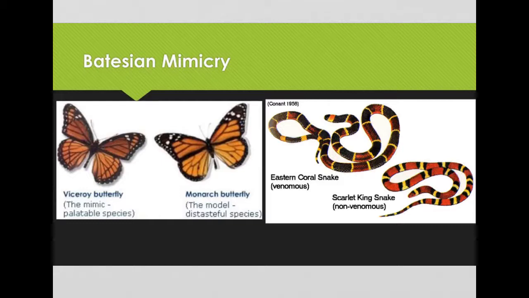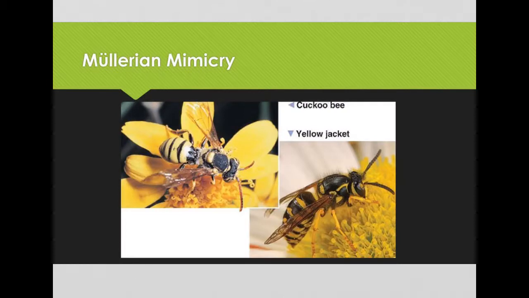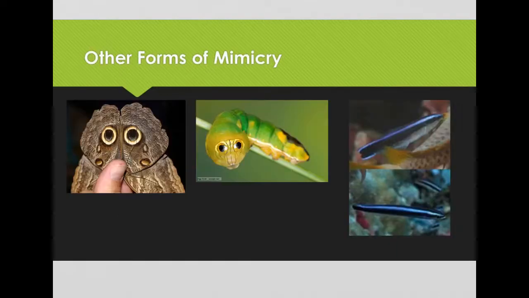There's a viceroy butterfly that mimics the monarch butterfly, which is poisonous, or distasteful rather. There's a coral snake and a king snake. One is venomous and one is not. Müllerian mimicry, there's a cuckoo bee and a yellow jacket. Again, here both of them will harm you.